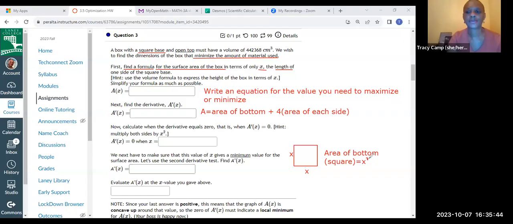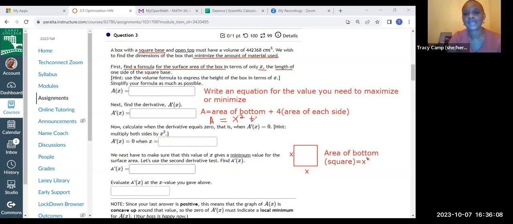X times X, or X squared. So that's what goes here. The area of my bottom is X squared. The bottom of my box, I should say. Area equals X squared.